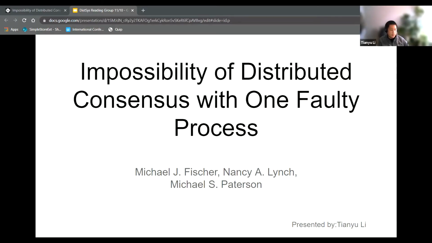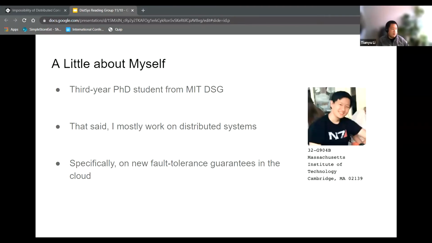And before we get into the paper, just a little bit about myself. I'm a third-year PhD student from MIT's Data Systems group. That is, I basically work on databases, supposedly, but I actually mostly work on distributed systems. Specifically, I work on new fault tolerance guarantees in the cloud. But we're not here to talk about me. We're here to talk about this paper.